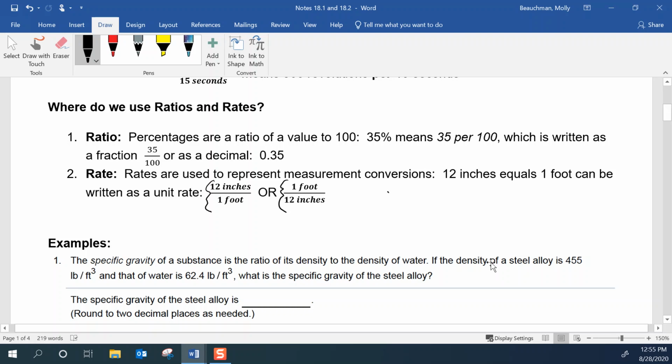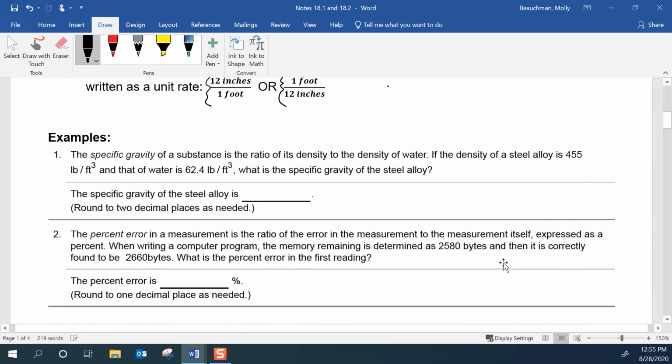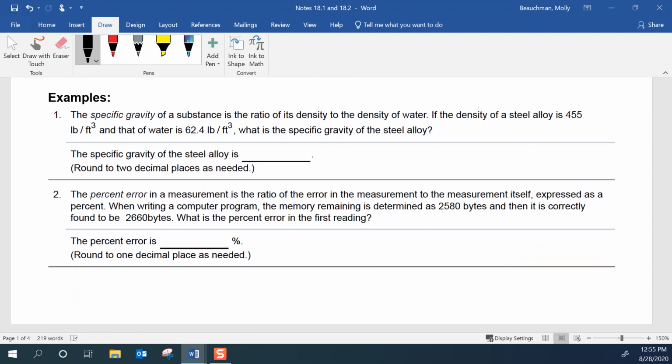All right, so let's take a look at some examples of ratios that you'll see in homework. The first example says the specific gravity of a substance is the ratio of its density to the density of water. So I'm going to write down that ratio. It's the ratio of its density of the substance to the density of water.